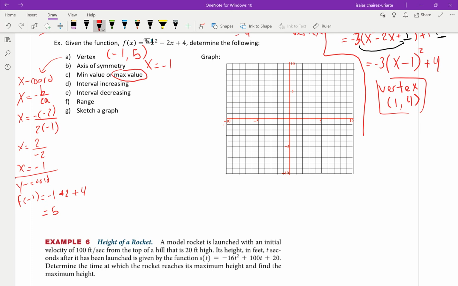Okay, let's see if we can maybe start sketching this graph. So negative 1 comma 5. So negative 1, that's right there. 5 is over here, so that's my point right there. Okay.